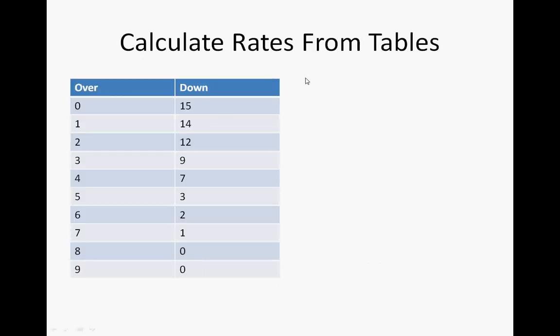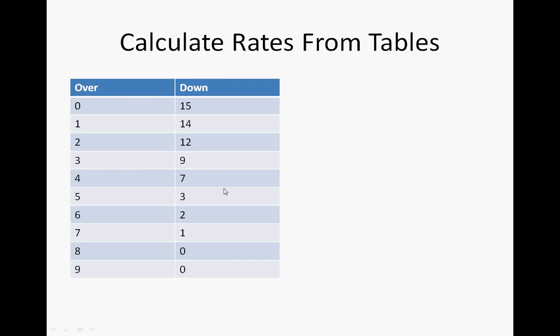There's another way that rates can be presented to you, and they could be presented in a table. So here's the table of our ski slope. We started out at 0 over, so this is our x coordinate, and this would be our y. 0 over, well, I guess you can think of this as up, because he starts at 15 high. And then as he goes 1 foot over, it becomes 14 high. And then 2 over, and we only have 12 high. And then we have 3 over, and there's only 9 high.